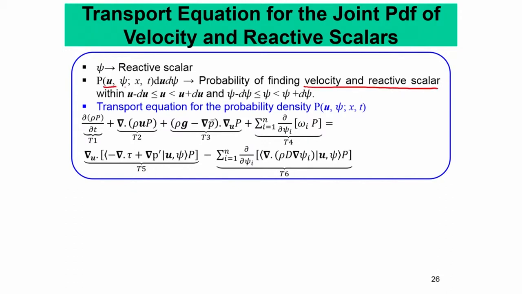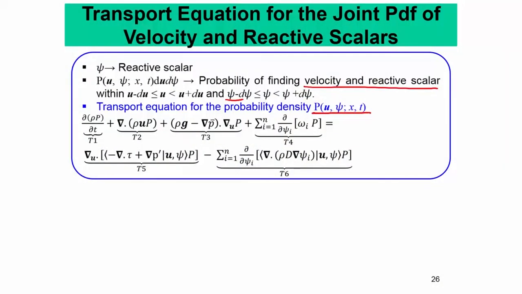This is the joint PDF of velocity and the reactive scalar, and this PDF P times du times dψ is essentially the probability of finding velocity within u minus du and u plus du, and the reactive scalar within ψ minus dψ and ψ plus dψ. From the PDF, the transport equation for the probability density can be obtained.